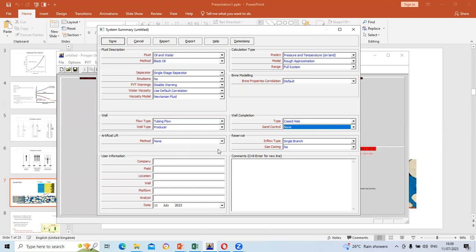So this is all the information that you can put in: the company, the field, the location, the well, the platform, and so on and so forth. And then for our reservoir, we have our inflow type. We may have a multilateral well, or we may have a single branch. A multilateral well is a well that starts with a single drill hole. Then within the well, you now have several minor wellbores that have been drilled within it. That's the meaning of multilateral.